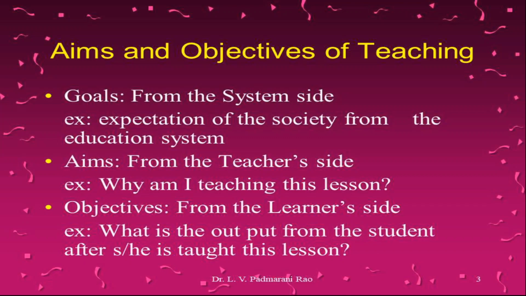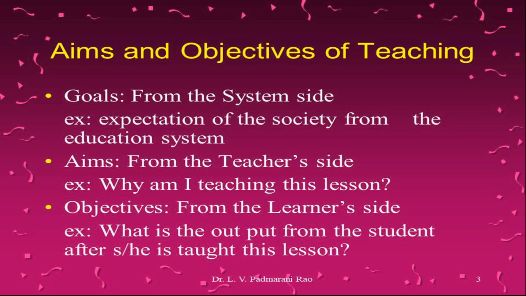The third interesting part is the objective. Objectives are always from the learner's side. If aims are from the teacher's side, goals are from the system side, objectives are from the learner's side. What is the output from the student after he or she is taught this lesson?